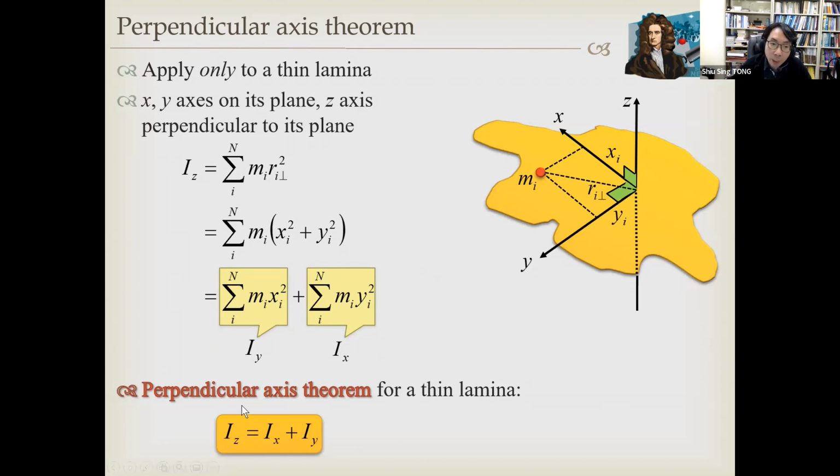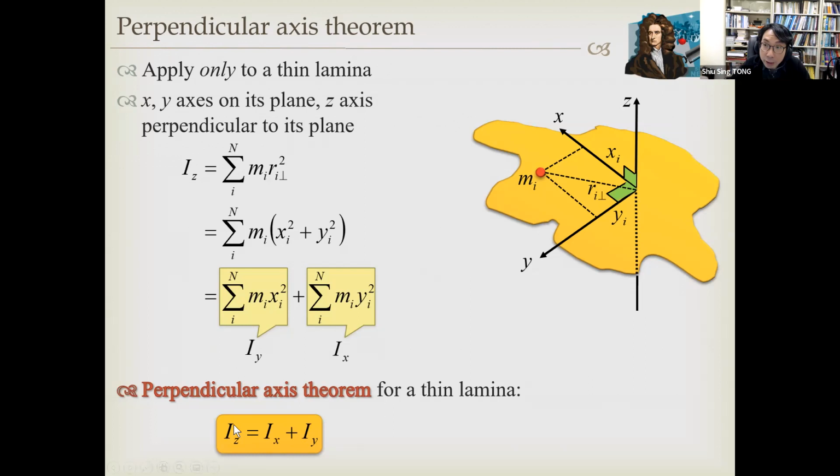So now we have the perpendicular axis theorem. The perpendicular axis theorem says that the moments of inertia about the three axes are related this way: Iz is equal to Ix plus Iy. But that's applied only to a lamina. That cannot be applied to an extended object. I must warn you again and again. You cannot apply that to a three-dimensional object. You can only apply it to an object that lies on a plane.